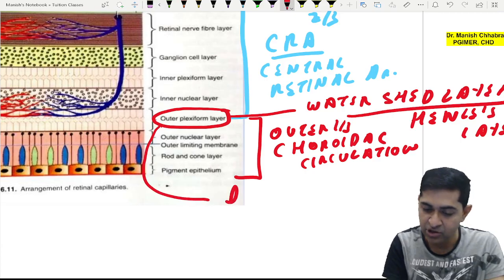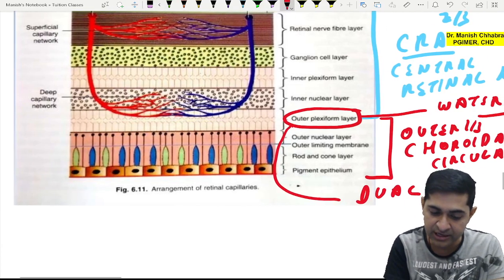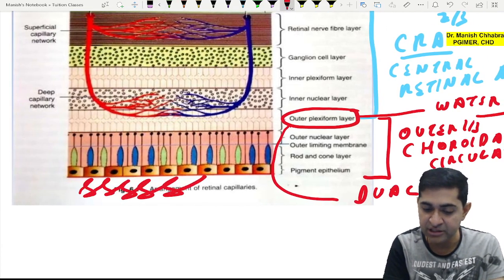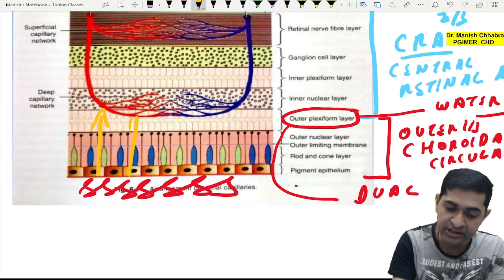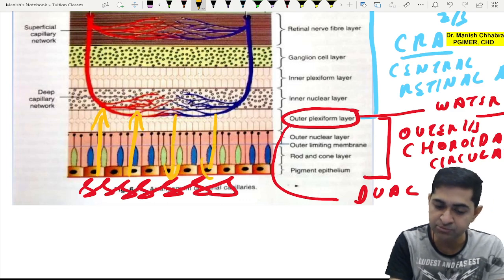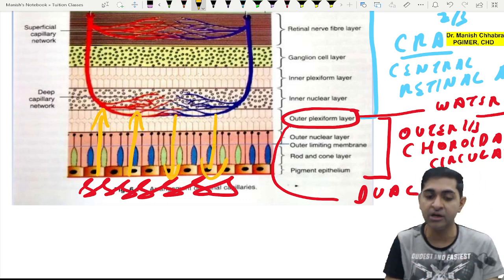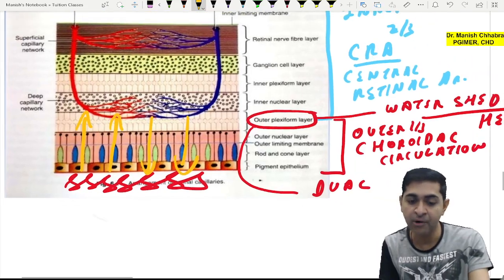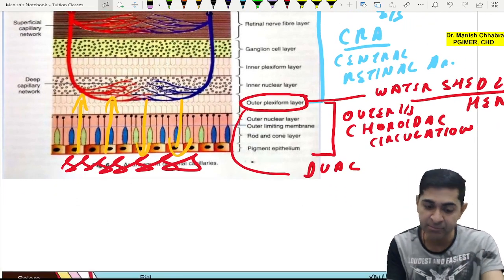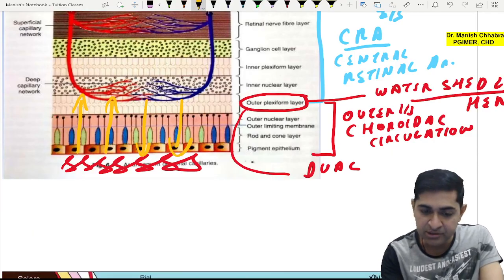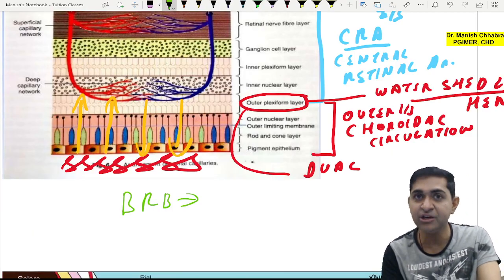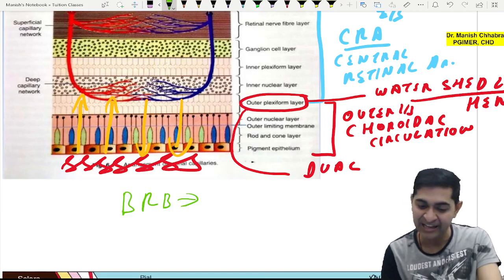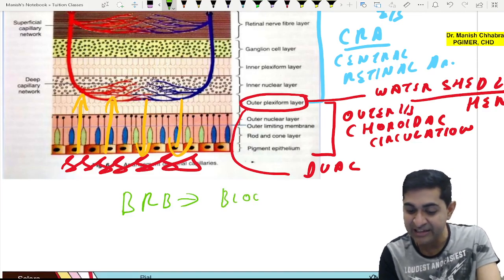I am writing it here, dual blood supply, and here lies the choriocapillaries, from where there is exchange of metabolic waste products from the outer 1/3 of the retina. This is about blood supply. But if we are talking of blood supply, we have to know about BRB. BRB, not be right back, not slang. It is blood retinal barrier.